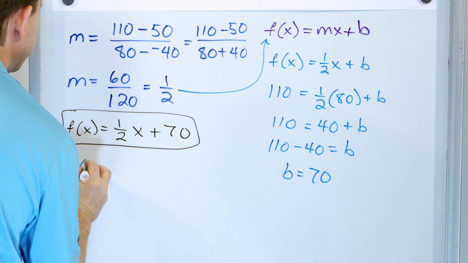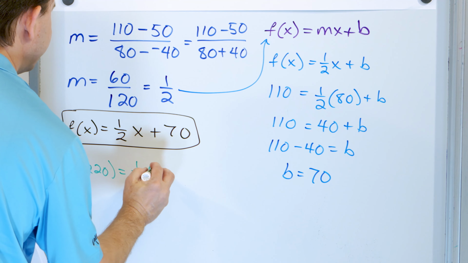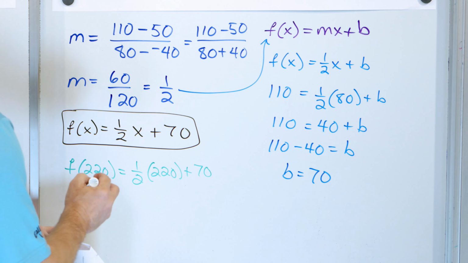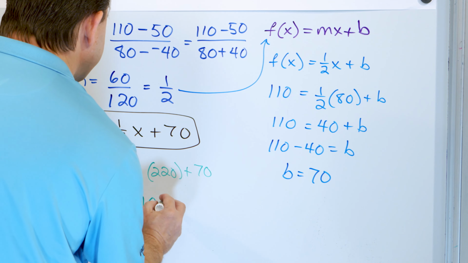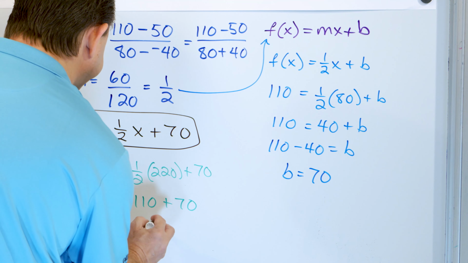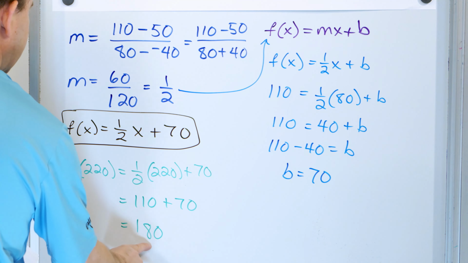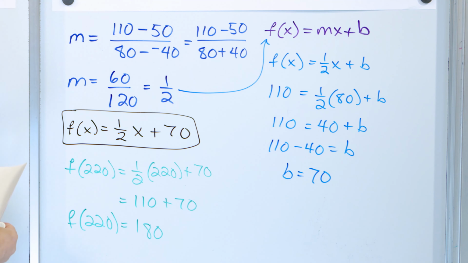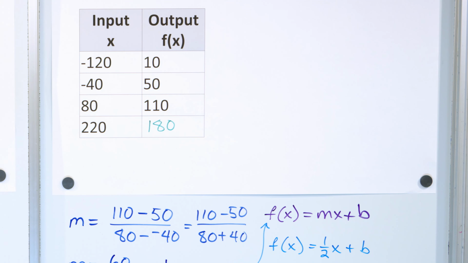So the function evaluated when x is 220 means that I'm taking 1/2 of the input value of 220, and then I'm going to add 70 to it. So 1/2 of 220 is going to be 110, and I'm going to add 70 to it, and then the output value is going to be 180. So when the input is 220, the output is 180. So I'll put it like this. When the input is 220, the output calculated to be 180. So 180 goes into our table, and that's the final answer.